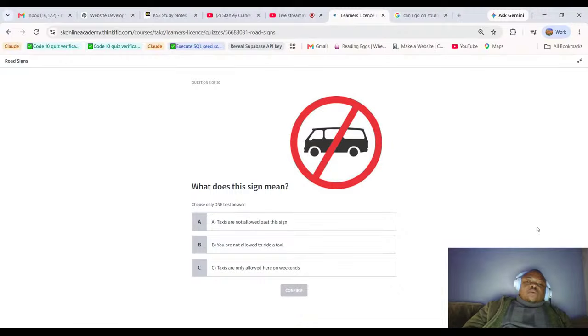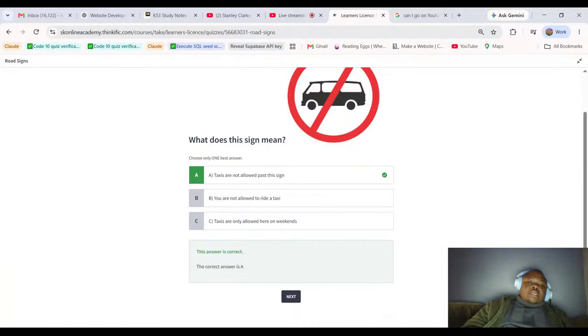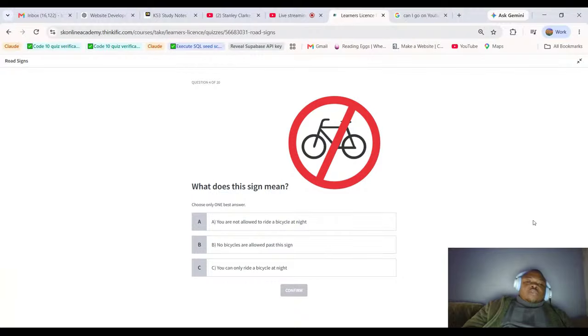You are absolutely correct. What does this sign mean? Is it A, taxis are not allowed past this sign? B, you are not allowed to ride a taxi? C, taxis are only allowed on weekends? Is it A, guys, or is it B, or is it C? Okay, A it is, and you are absolutely correct. A is indeed the correct answer. Let's move on to the next one.